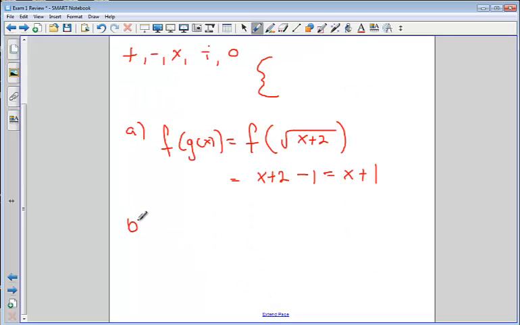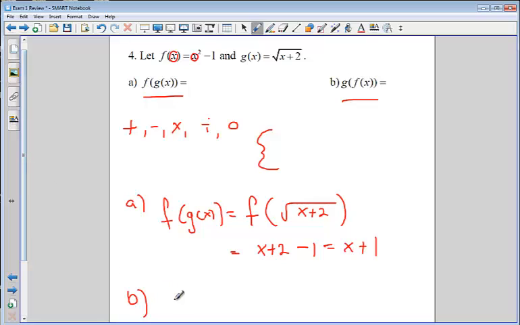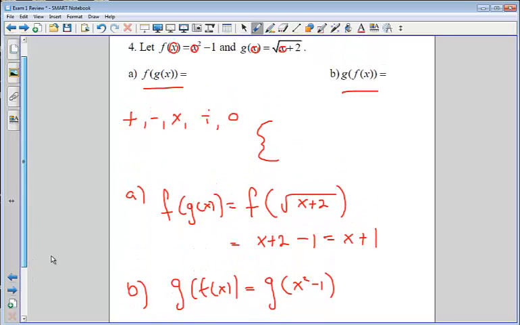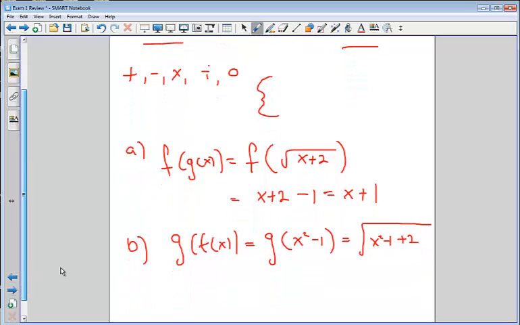For part B, I have g of f of x. So that's equal to, we're doing it the opposite way now, so I have g of x squared minus 1. And the rule for g says whatever's here, take the square root of it and add 2, all underneath the square root sign. So this is going to be equal to the square root. Whatever is here, I just write down here, so x squared minus 1, and then I add 2 to it. And so this is equal to the square root of x squared plus 1.